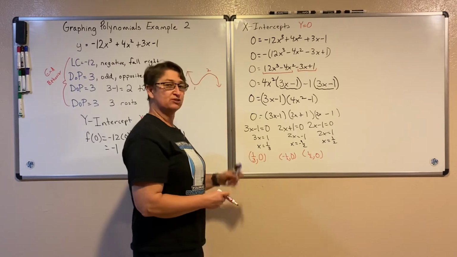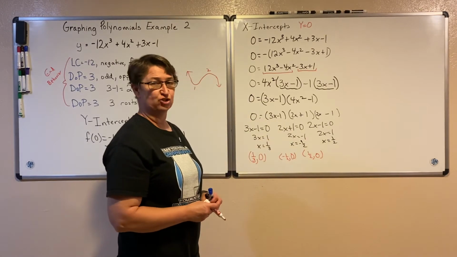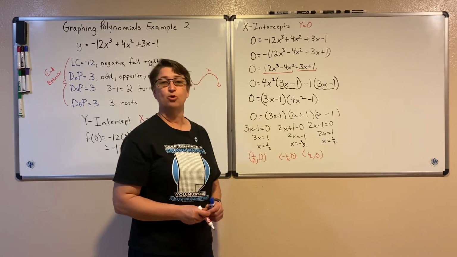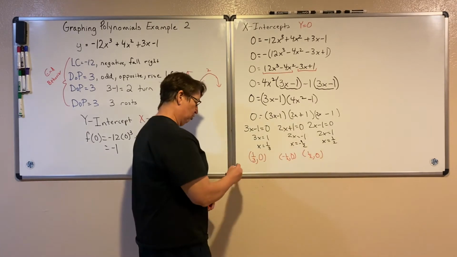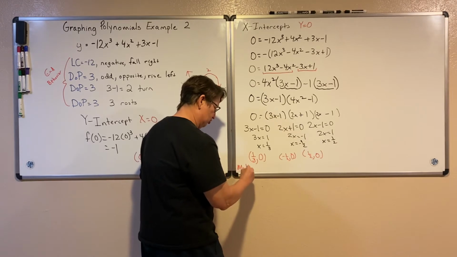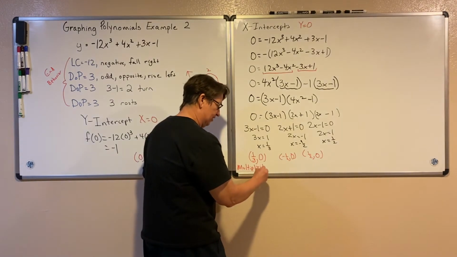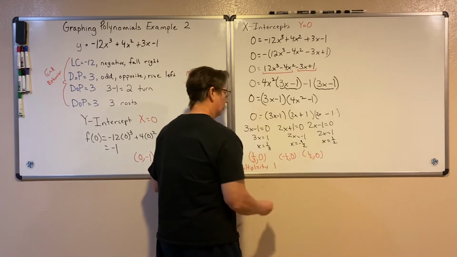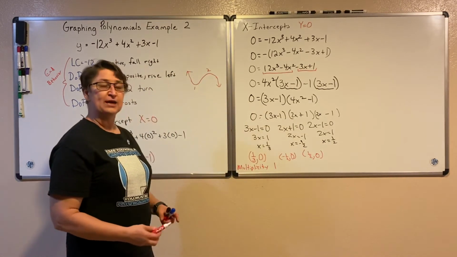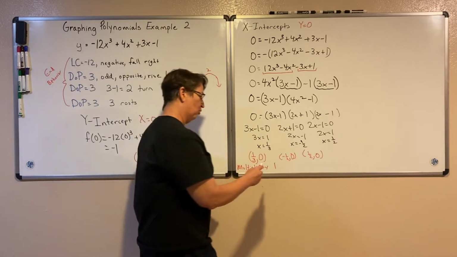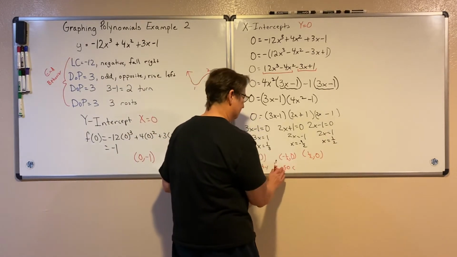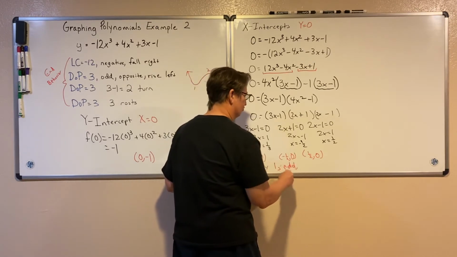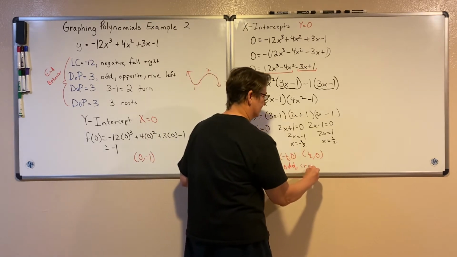Now, we're going to talk about the multiplicity of each of these. Notice that there's no duplication. There's no double roots. In this case, the multiplicity of each one of those is 1. In other words, the root itself just shows up one time. When the multiplicity is 1, it means it's going to cross at that point. Because that's an odd multiplicity, it crosses at each point.